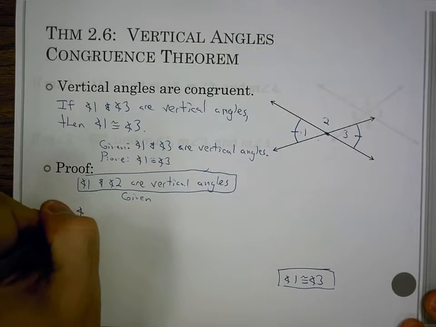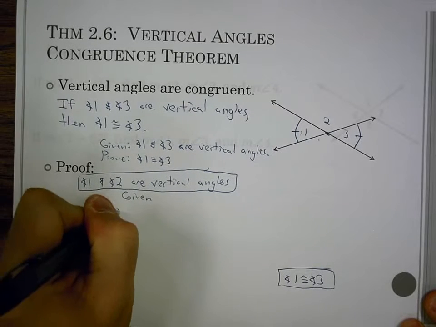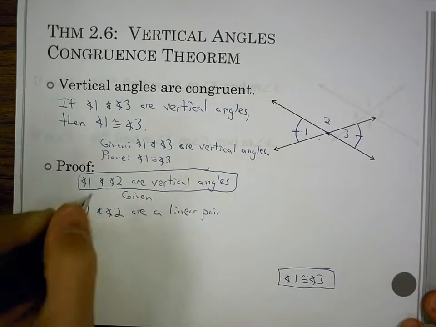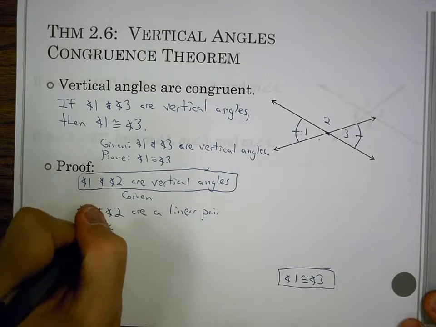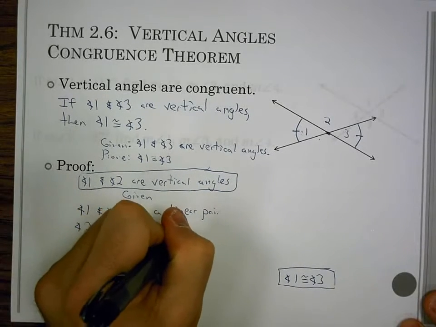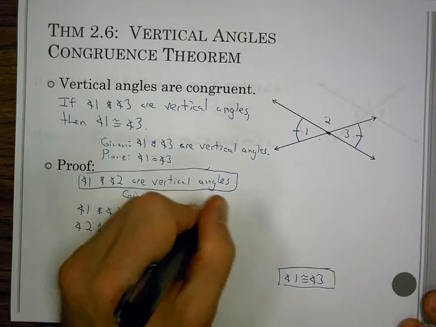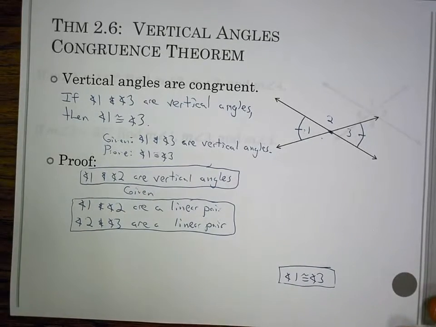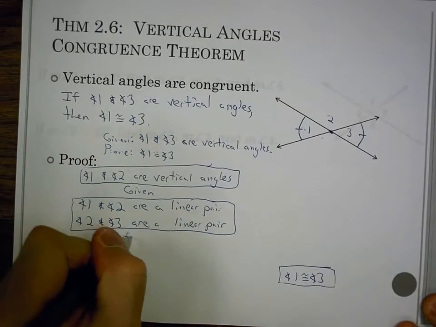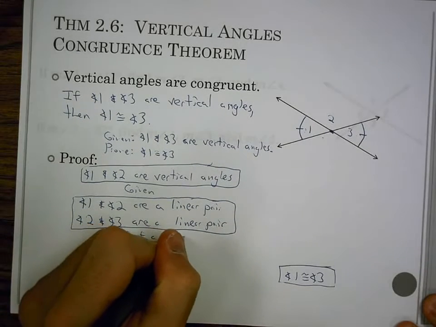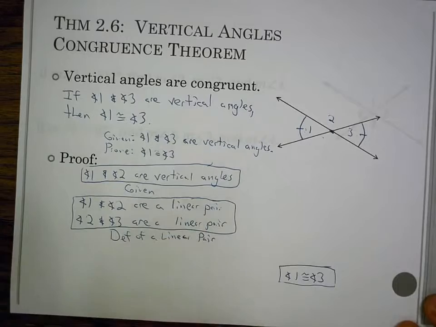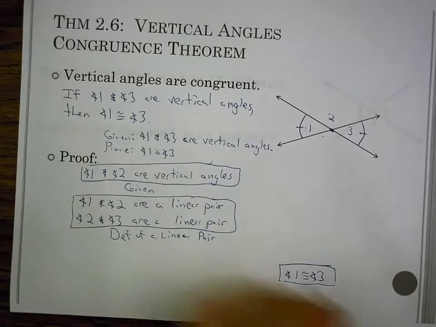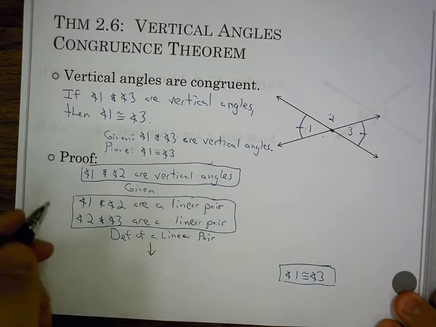So I actually know that angle 1 and angle 2 are a linear pair, as well as angle 2 and angle 3 are a linear pair. Now, what allows us to mention that? It's, frankly, the definition of a linear pair. Okay, so if they're a linear pair, like we just talked about, we know that they are supplementary. That was our linear pair postulate.